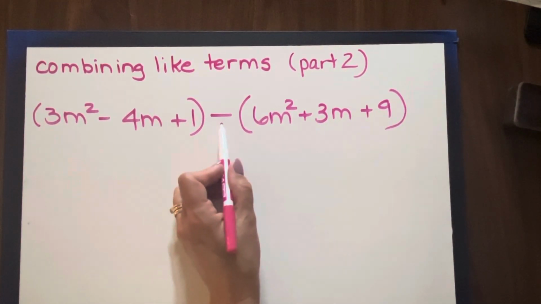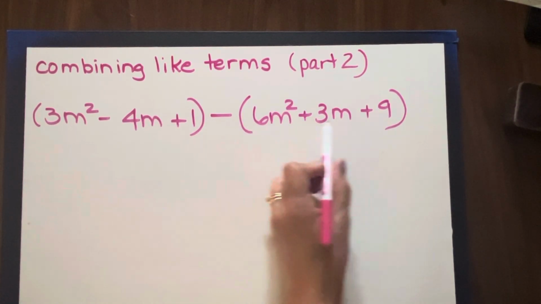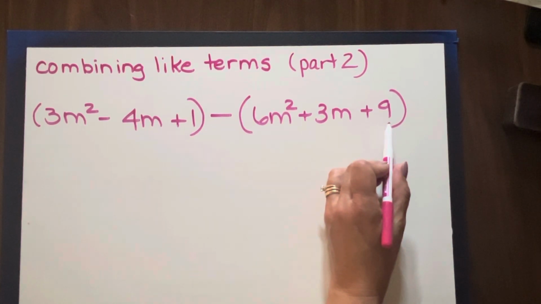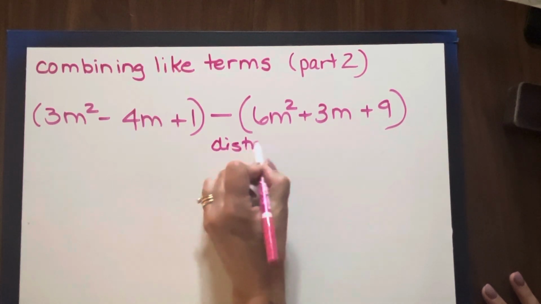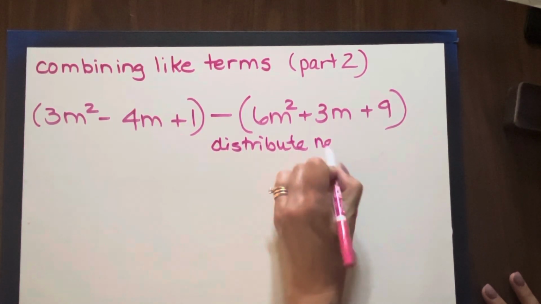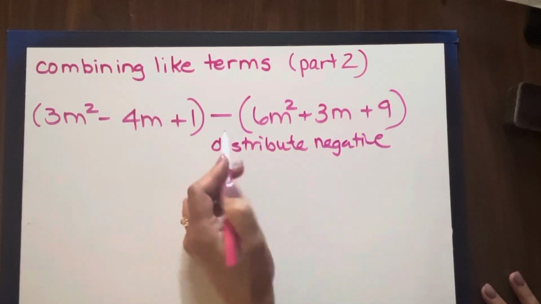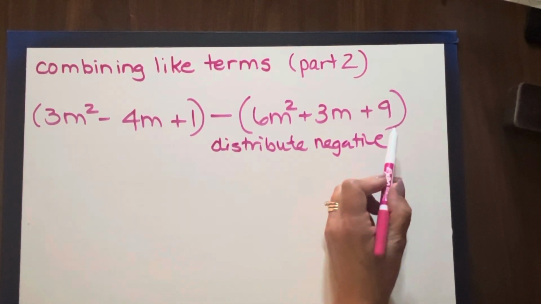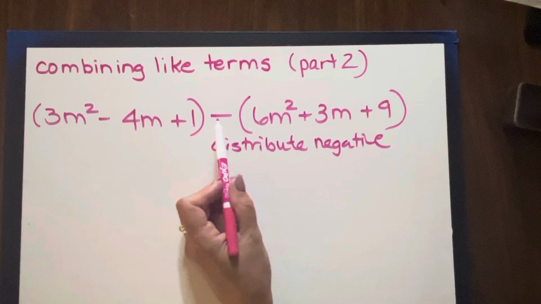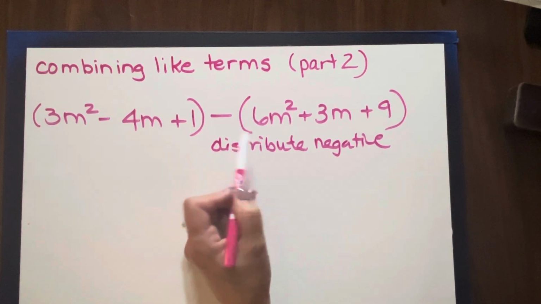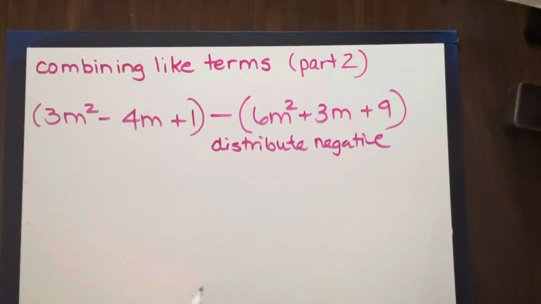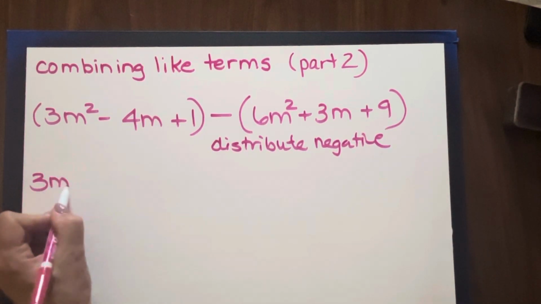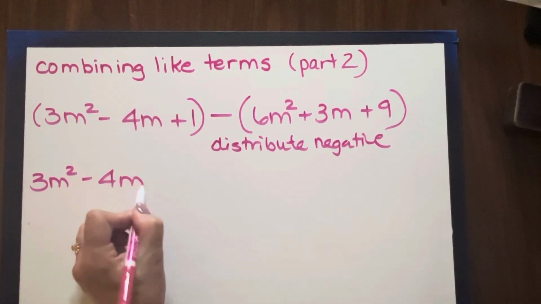Now the issue comes with this negative being in between the terms because the negative has to apply to every term in the second parenthesis. So before we start combining, we have to distribute this negative, and every term in this parenthesis is affected. So what happens is anything that's a positive in here would be negative, and anything that's a negative would be a positive. All of our terms here are positive inside, so they all are going to switch to a negative.